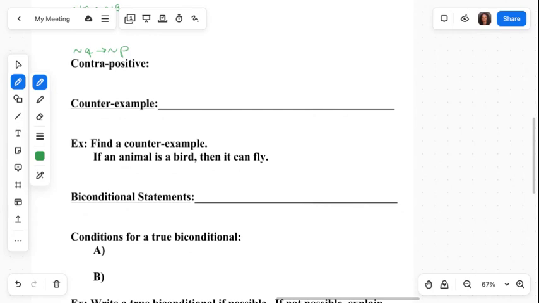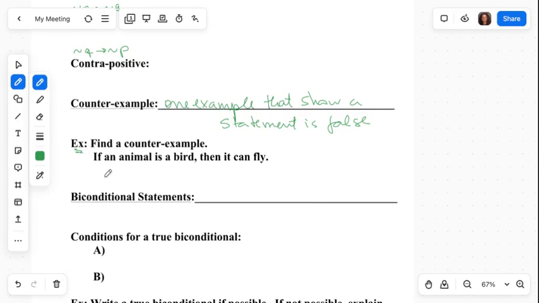Let's see what a counterexample is. A counterexample is one example that shows that a statement is false. For example, here we have: find a counterexample for this statement. If an animal is a bird, then it can fly. Well, we can say penguin, right? A penguin is a bird, but it cannot fly. So this is a counterexample because it shows that this statement is false.